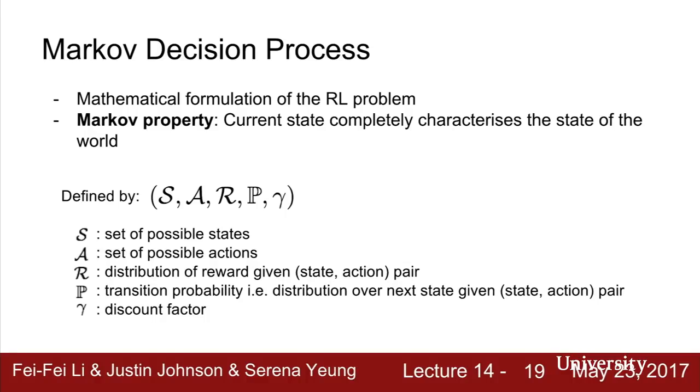An MDP is defined by a tuple of objects consisting of S, which is the set of possible states. We have A, our set of possible actions. We also have R, our distribution of reward given a state-action pair, so it's a function mapping from state-action to your reward. You also have P, a transition probability distribution over the next state that you're going to transition to given your state-action pair. And then finally, we have gamma, a discount factor, which is basically saying how much we value rewards coming up soon versus later on.